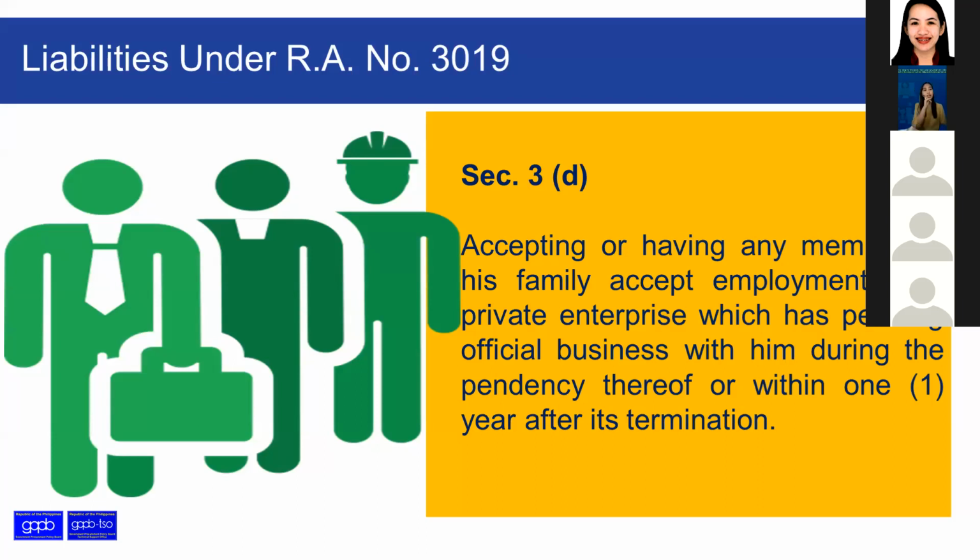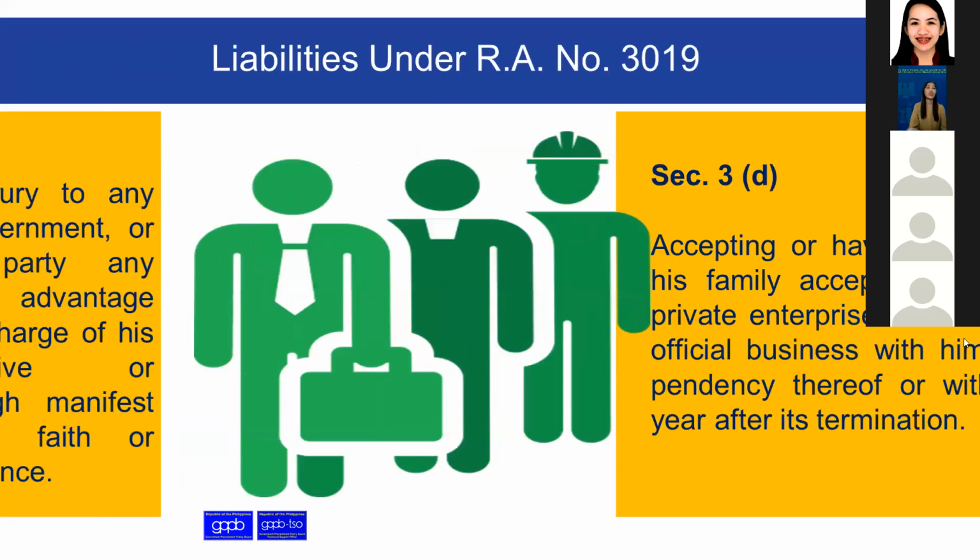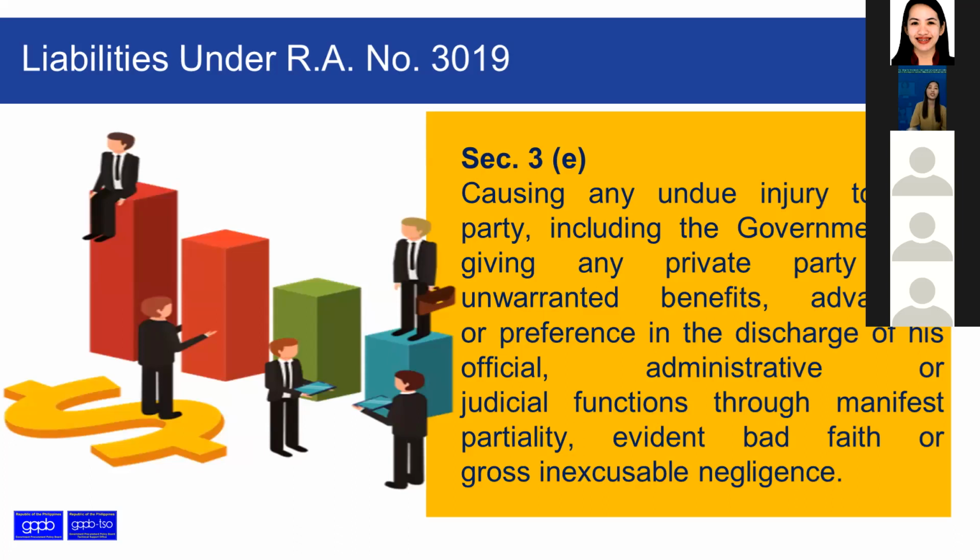That's an example. And another also, Section 3(e), next slide. Ito, catch all to, mahirap to ha. Ang kalaban nyo dito, yung lahat ng hindi gusto, yung lahat ng feeling na lugi. Marami kayong kalaban dito. Causing undue injury to any party, including the government, or giving any private party any unwarranted benefits, advantage, or preference in the discharge of his official, administrative, or judicial functions.